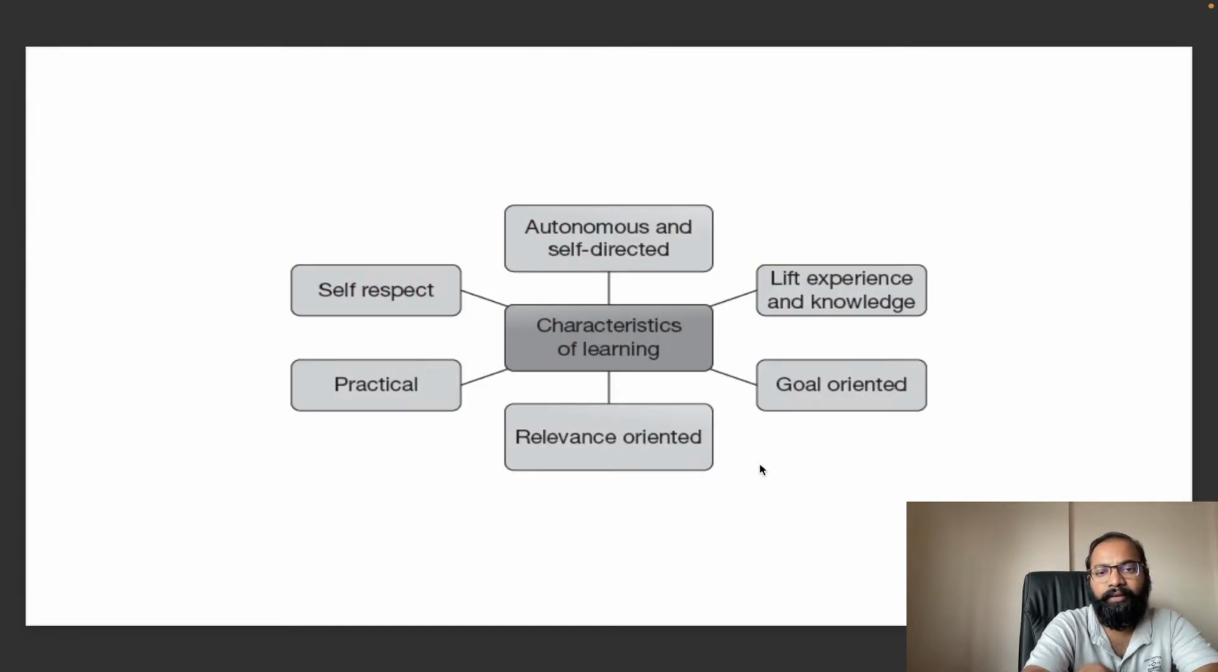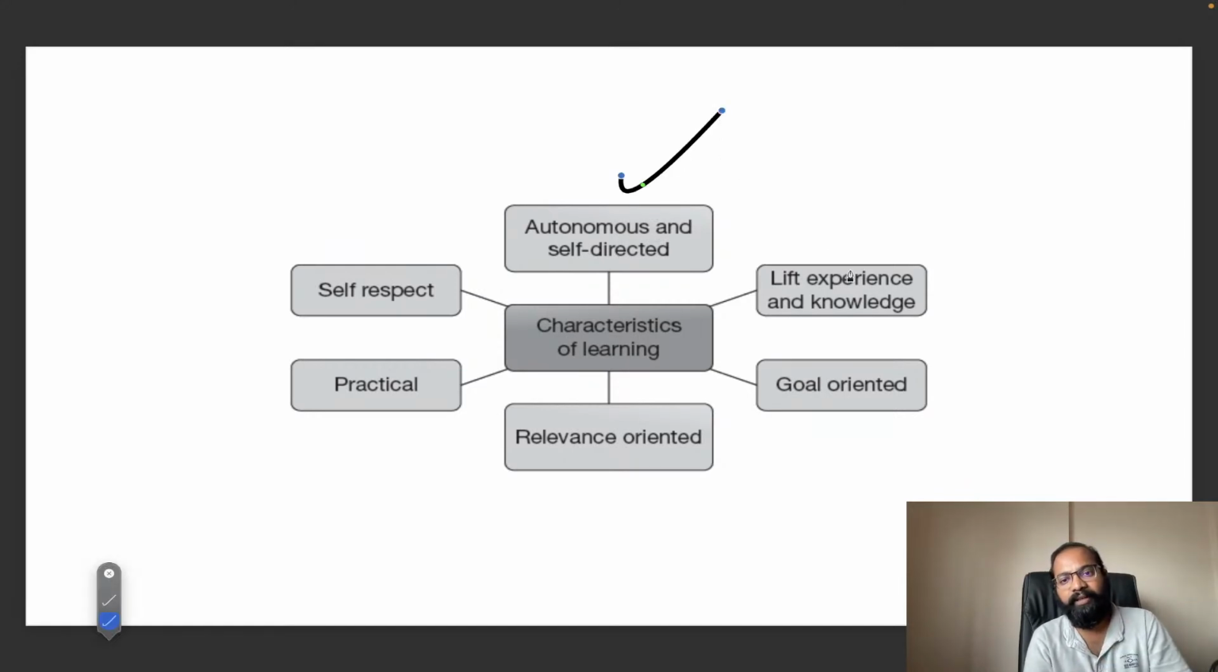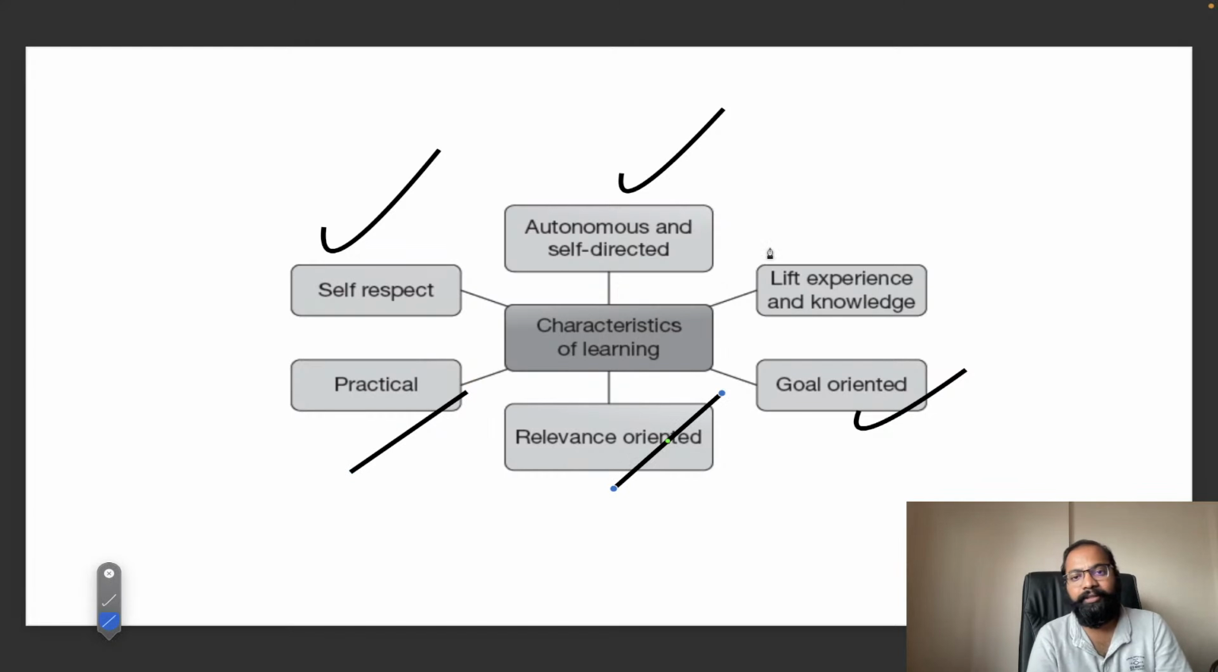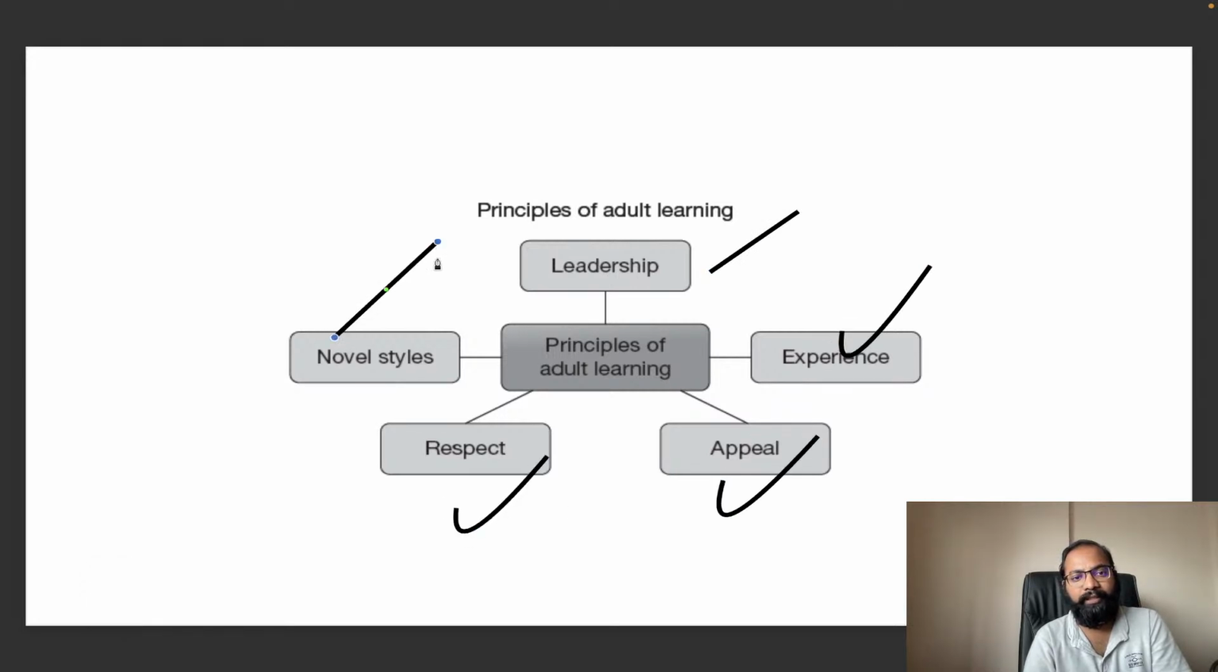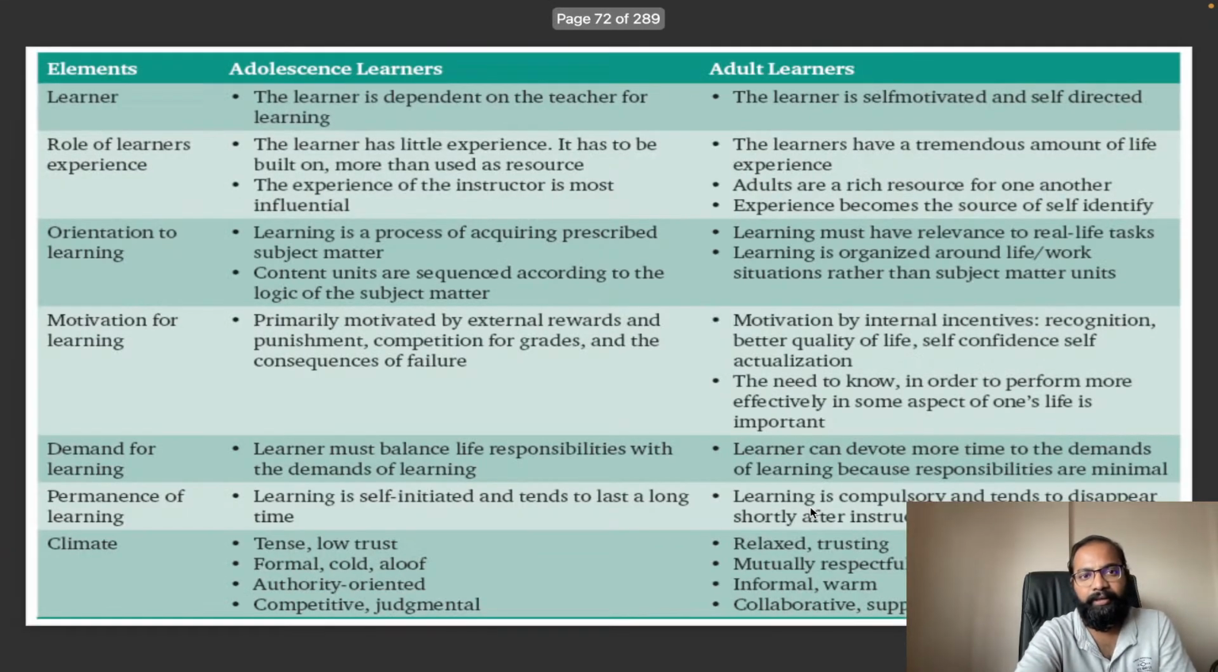Next, a few of the characteristics of adult learning. Now I think you already understood, right? Adult learners are self-directed, self-motivated, goal-oriented, problem-solving types. They expect self-respect. They think practically. They study what is relevant to their knowledge. They have some experience and knowledge. Next, a few of the principles of adult learning, like leadership, experience, appeal, respect, as well as following novel styles. These are the principles of adult learning.